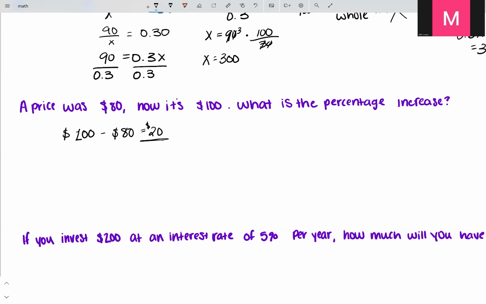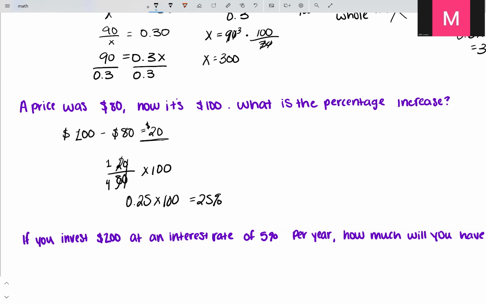So we'll do 20 over 80, that's the original price, times 100. Cancel those out. You have 1/4. So then that's 0.25 times 100 is 25%.